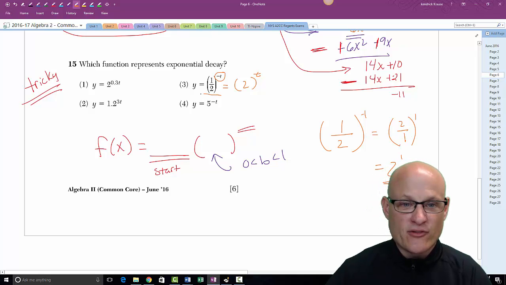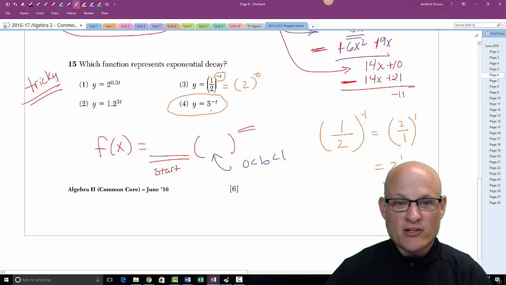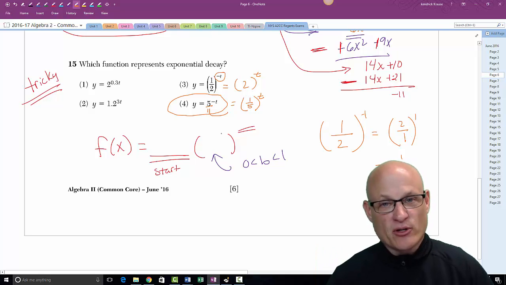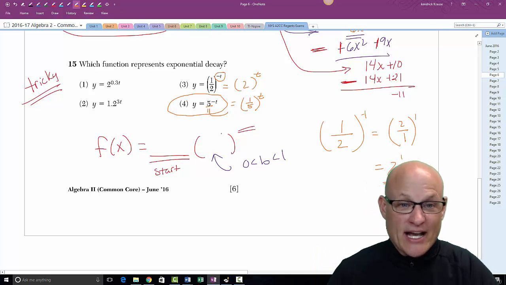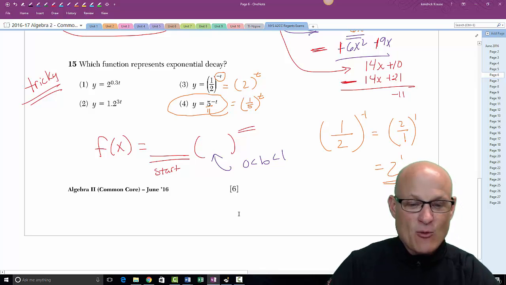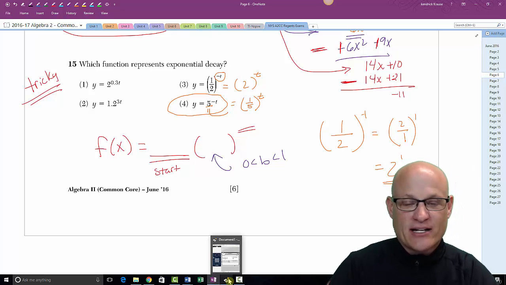So the right answer is this one. Because of that negative, that turns that 5 over 1 into 1 over 5 to the positive t. And that is an exponent rule as well as now an exponential decay question. However, why do I say you still should have gotten it right?